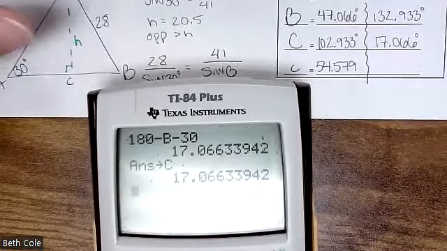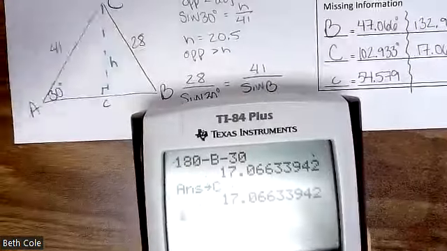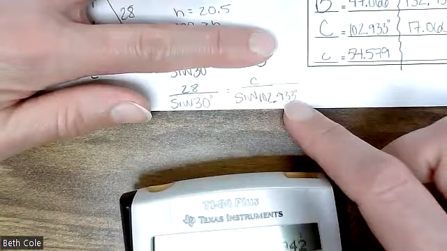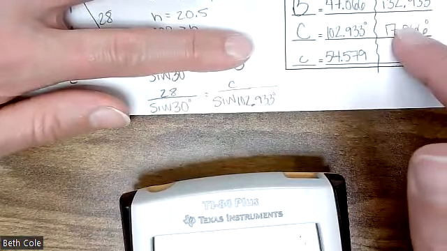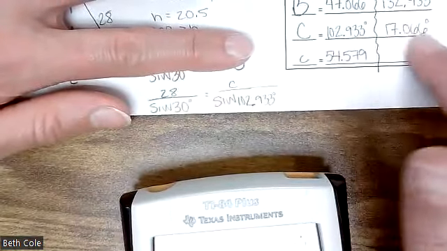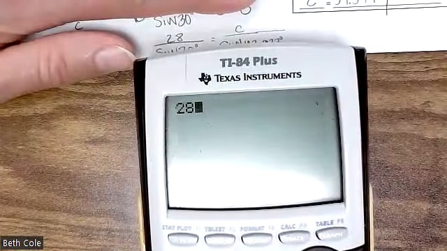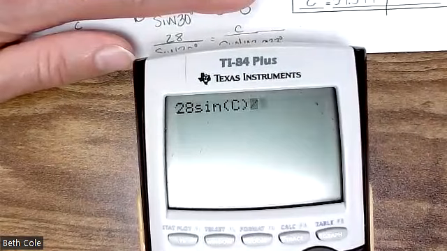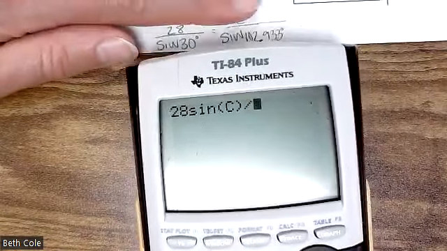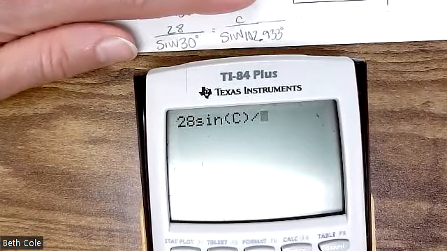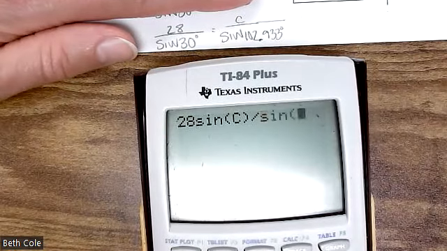And then you don't have to write anything else. Did you store it as C? Store it as the new one? You're going to type this one more time. But instead of 102.933, when you copy and paste C, if you stored it correctly, it's going to plug in that 17 point whatever. So you're going to type 28 sine of C divided by, what was it? 28 sine C divided by sine 30. There we go.